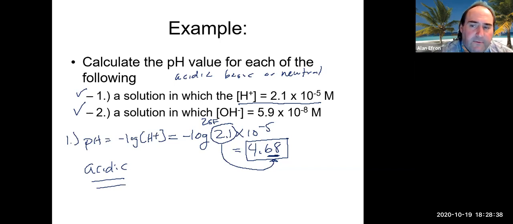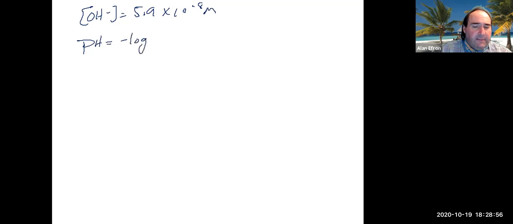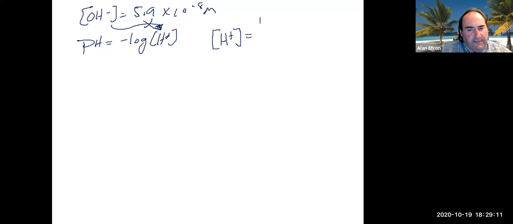Now, number two, we are looking at an OH minus of 5.9 times 10 to the minus 8 molar. Remember that our pH is minus the log of the H plus, and this is not the H plus. So we cannot go right into that to get the pH. We do have to use KW like we did before. So our H plus is 1 times 10 to the minus 14 divided by 5.9 times 10 to the minus 8.